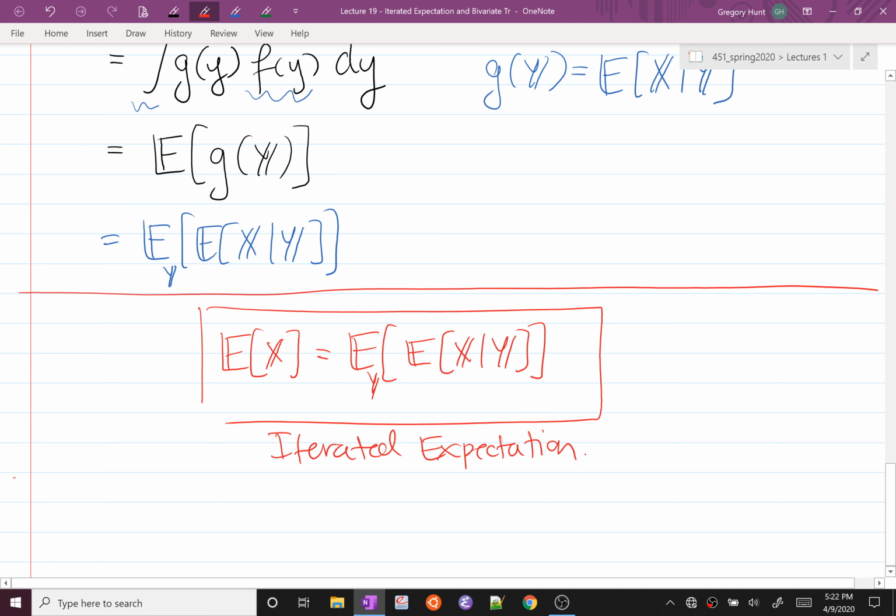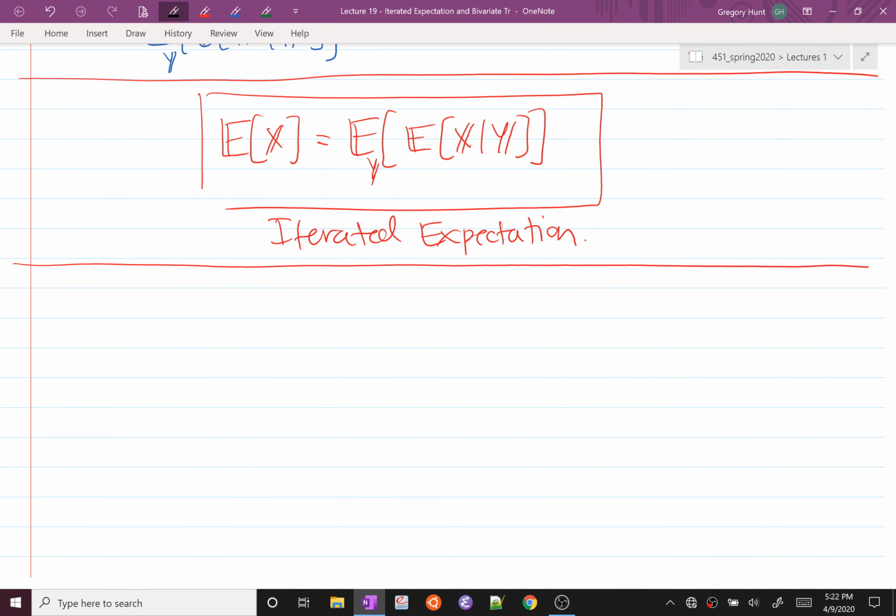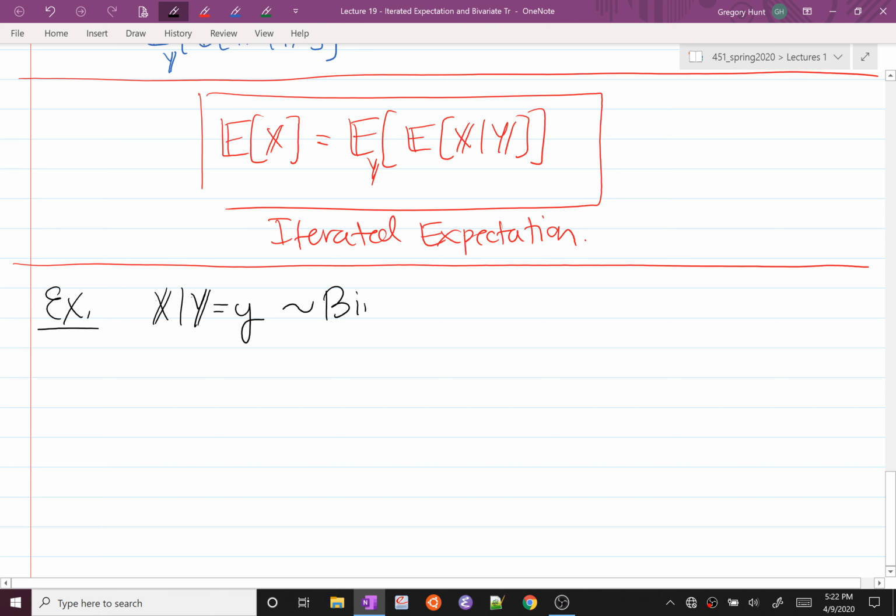We saw last time at the end of lecture some examples of how to do this, and this is going to give us a real quick shortcut on how to solve these problems. So let's look at some example that we saw last time, which is x given some value of y has a binomial distribution, where the number of trials is y and the probability of success is p, and y marginally has a Poisson distribution with some unknown parameter lambda.